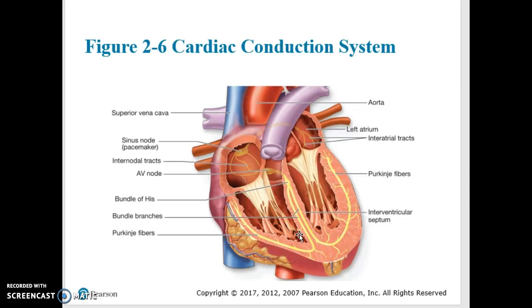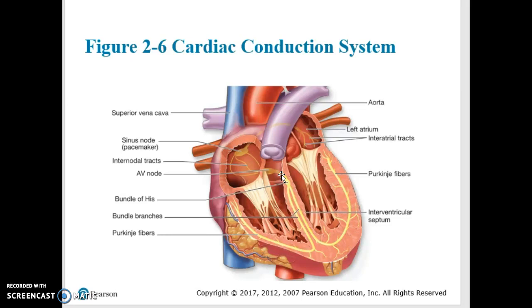So everything that we've talked about thus far, the SA node, the interatrial tracts, and the atrium, all of this is the electrical activity that's happening in the atriums. It's causing the atriums to contract. Well, next in line is the AV node. The AV node is the gatekeeper. The AV node allows what signals it wants to go through down to the ventricles.